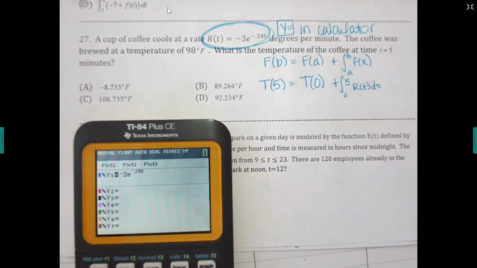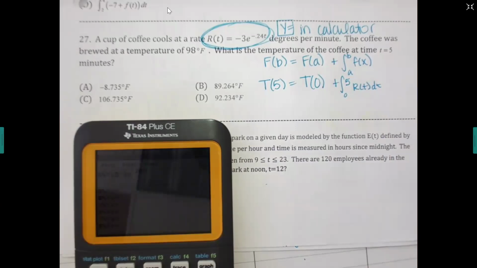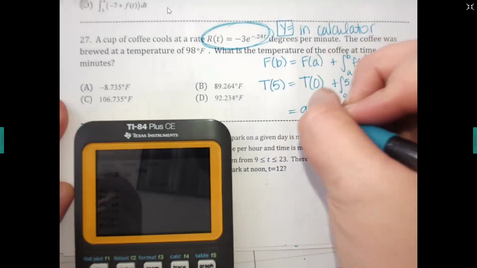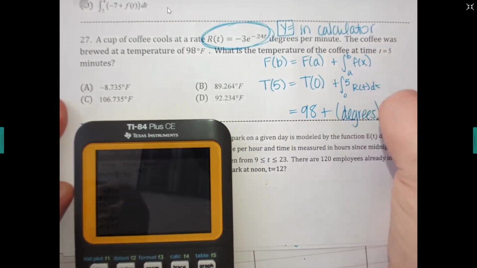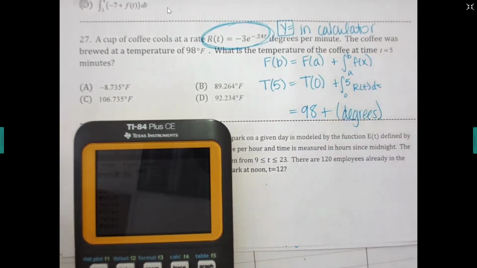One more thing I want to point out is your units. If this is degrees per minute, what do I get when I integrate it? Degrees, and that'd be the degrees it cooled off. So what was the initial temperature? 98. Then I'm going to figure out how many degrees it cooled in the calculator. And then that'll tell me my final answer.